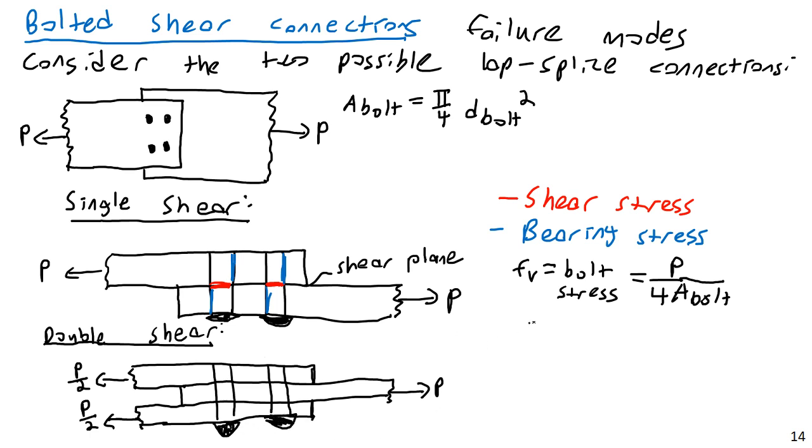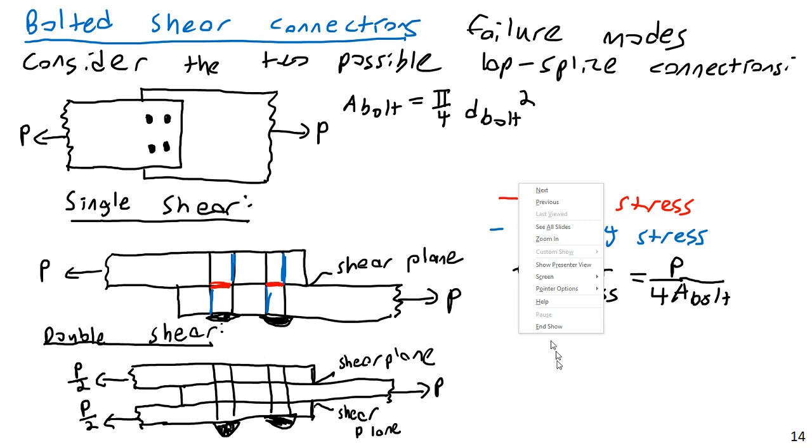Now, let's label the bearing and shear planes. So in this case, I have 2 shear planes. I have one here and here. I have a shear plane, and a shear plane. So I have 2 shear planes. And then let me show the stresses here.